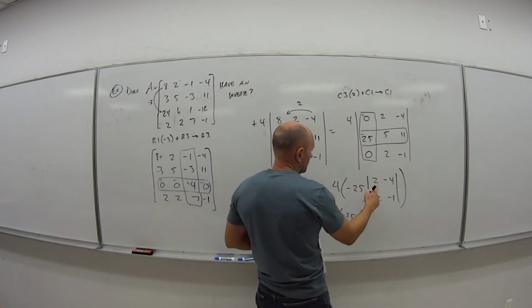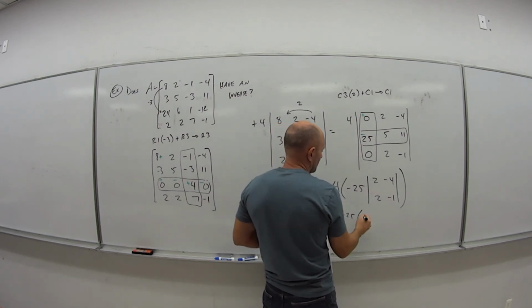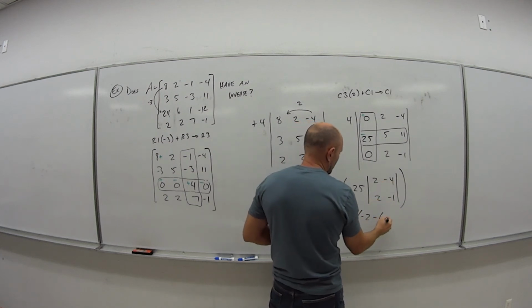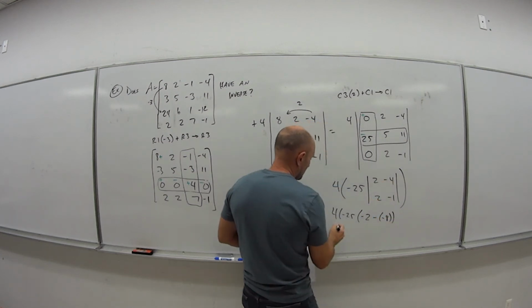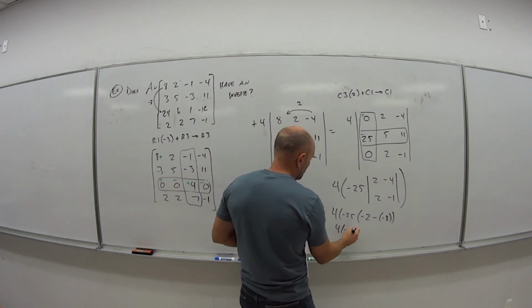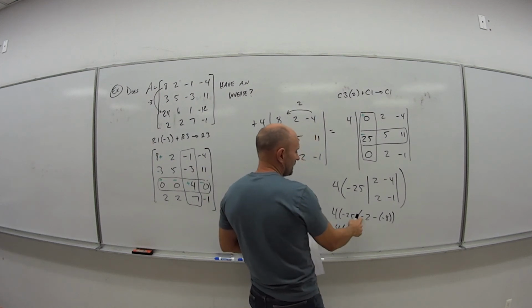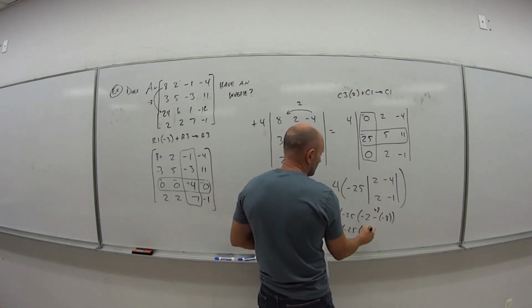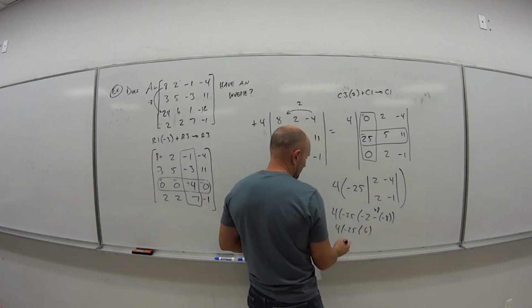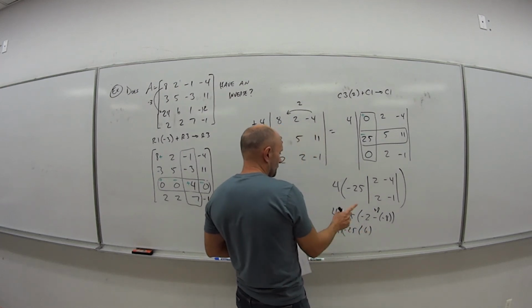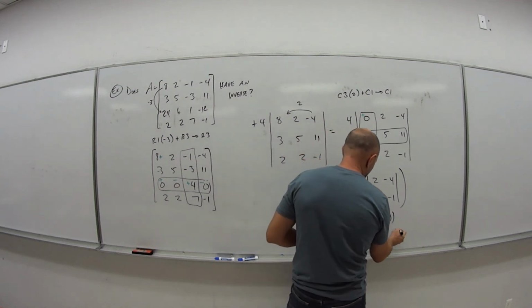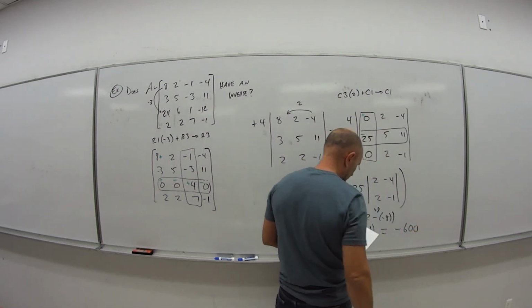-25 times 2 times -1 is -2 minus negative 4 times 2 is negative 8. So I get 4 times negative 25 times negative 2 minus a negative 8 is plus 8, so that's negative 2 plus 8 is 6. So you have 4 times negative 25 times 6 gives you negative 600.